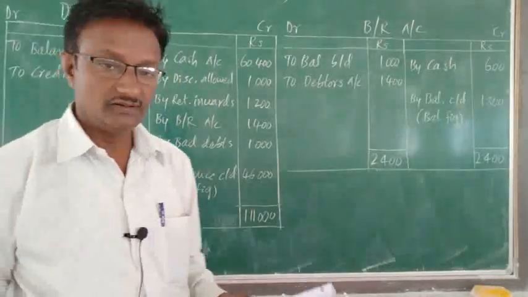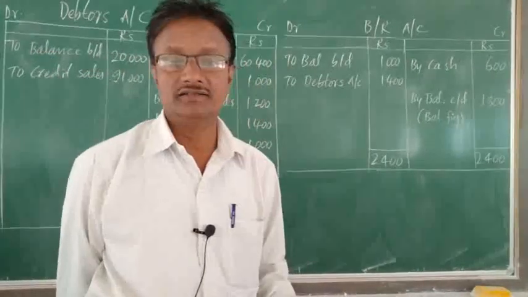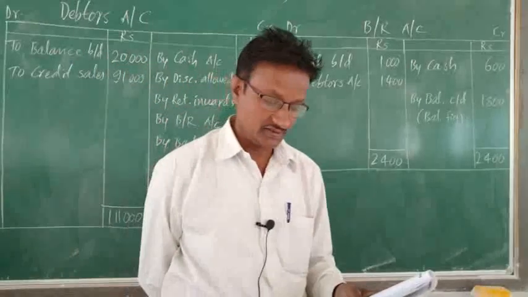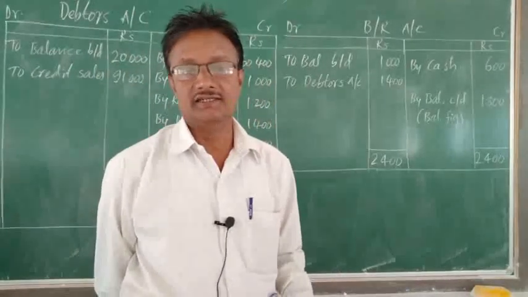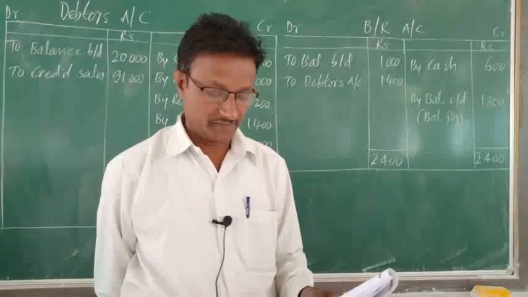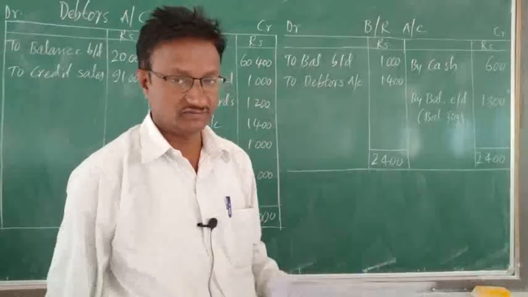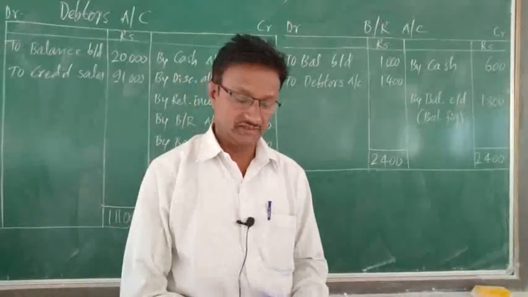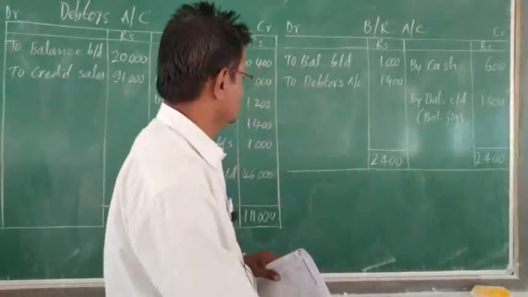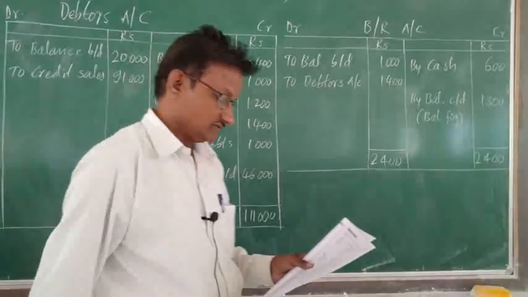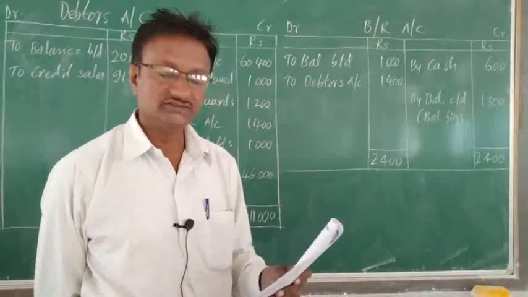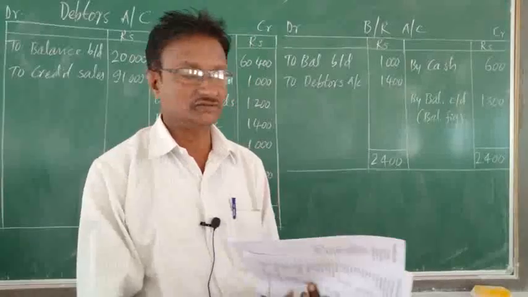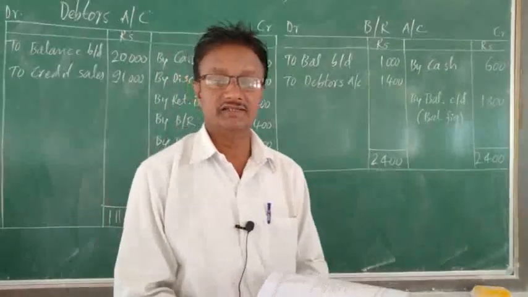Next, observe the entries on the payment side in the cash book. Here the first entry is by bills payable 2,000. That is cash paid on the maturity of bills, 2,000. So these transactions of bills payable and creditors have to be entered in the bills payable and creditors accounts.